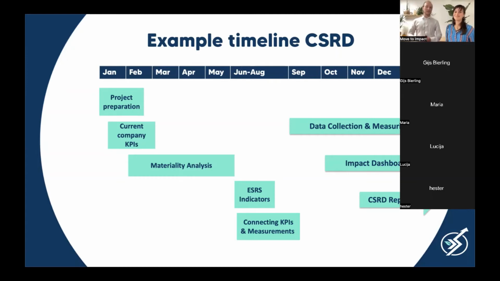And as you can see, the data collection and measuring, the impact dashboard, and the CSRD reporting obviously go on, because it's a continuous process. New data will come in, so new data needs to be in a dashboard and reported. And that's again what I just said. CSRD is something that has to be done yearly. So we definitely recommend to automate as much of the process as possible.